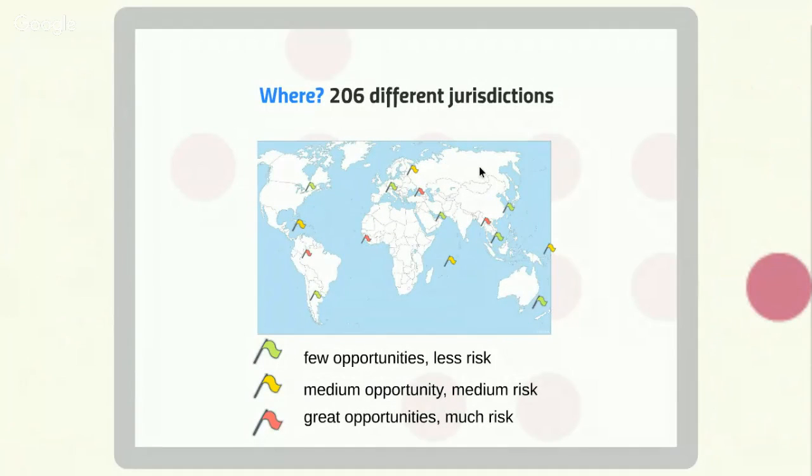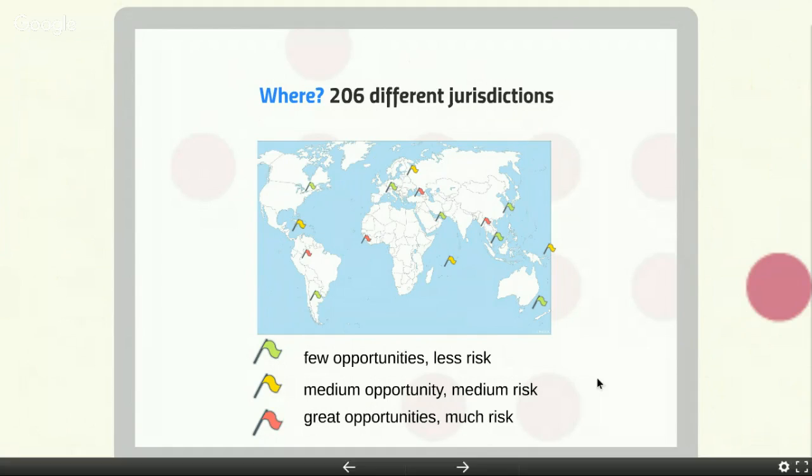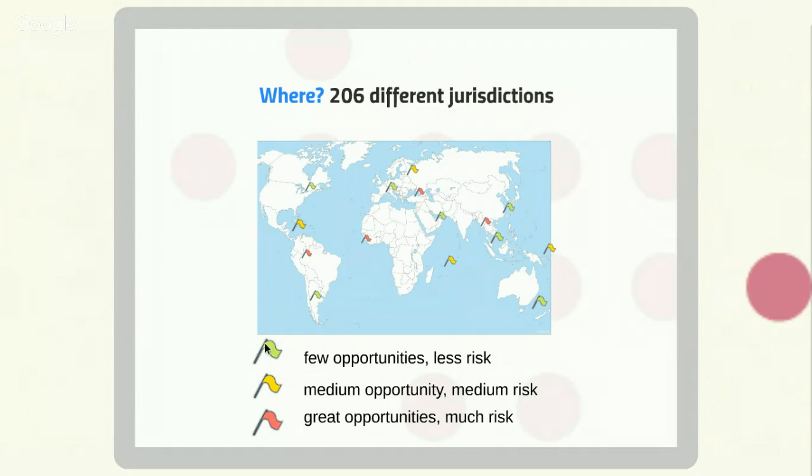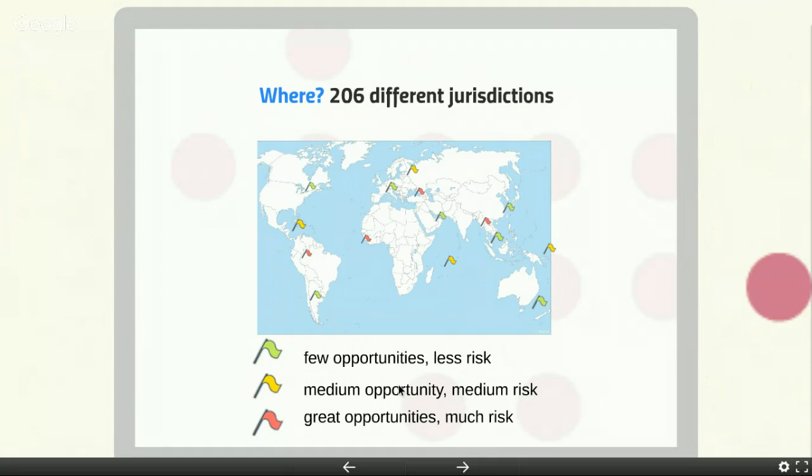So last thing is where should you do it? There are, as you might know, 206 different jurisdictions in the world. That's quite a lot. You might be from Canada. It's the big thing in the northwest, but there are so many other countries. Here I planted myself a few flags. The green flag is where few opportunities are, but the risk is less as well. The yellow flag for medium opportunity, medium risk, and the red flags for great opportunities and much risk. Of course, you cannot generalize that, but this gives an approach to these countries.